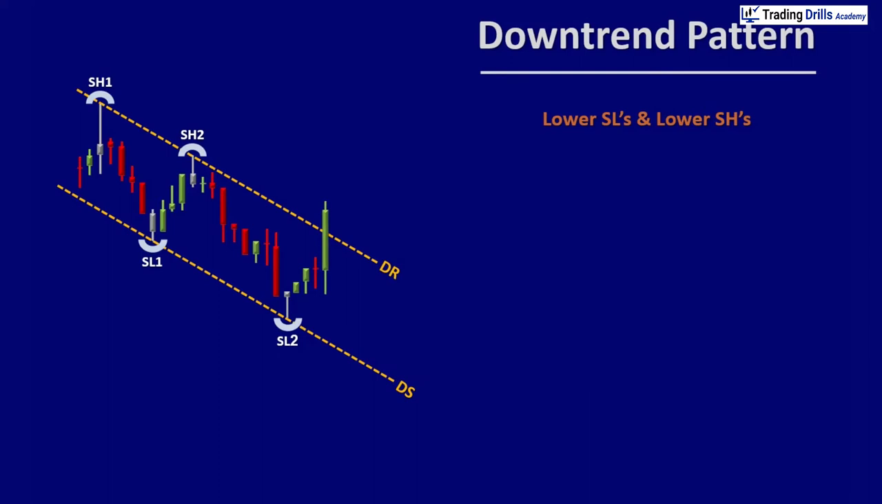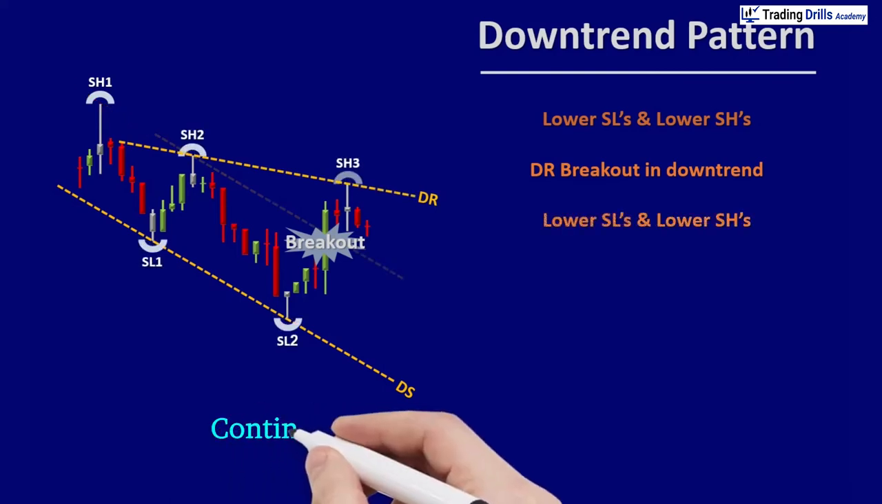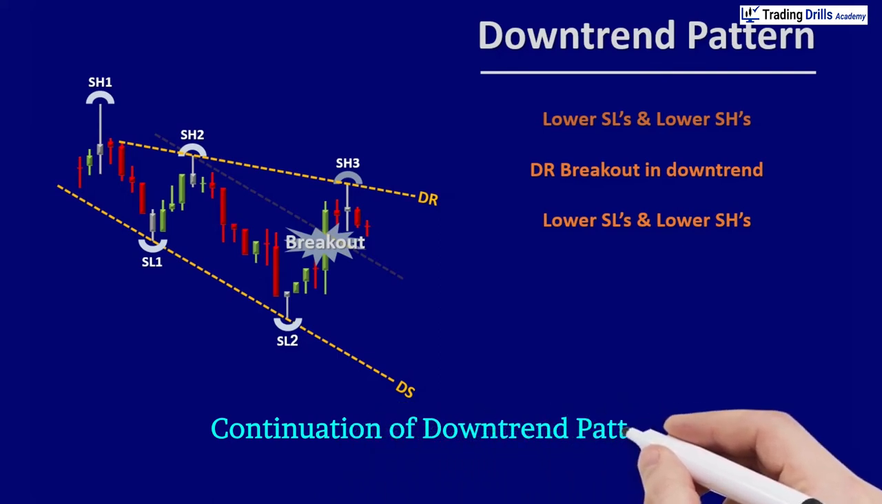When you update the dynamic channel in a downtrend pattern and see the price breaks the dynamic resistance line, you may see that the new pattern has lower swing lows and lower swing highs, which indicates the continuation of the downtrend pattern.